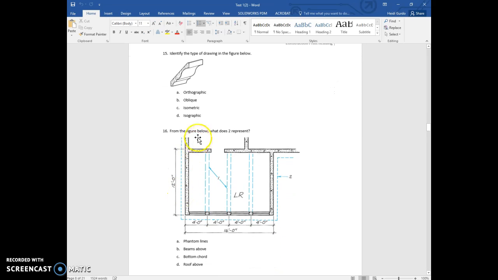For 16, it says, from the figure below, what does 2 represent? It doesn't say what line type it is. It says, what does it represent? So 2 is a hidden line that's going around the edge of the building. That's going to represent the roof above, just like we saw on the roof plan when we looked at the normal street studio drawings in class.